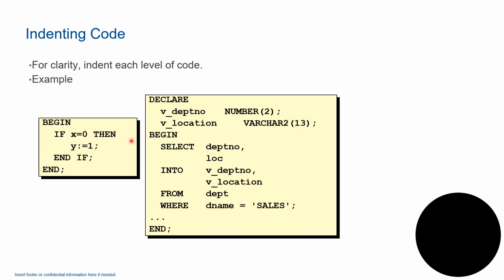Now indenting code. This is just for clarity, so that it can be understood better. We have to indent each level of the code. For example, you can see BEGIN and END; it is very clear that here is the BEGIN and here we have an END. If x equals 0, then y equals 1, and then we do END IF. It is very neat and clean. Here also DECLARE, BEGIN and END are in one column. Then we have all the declarations and statements inside. This is indenting code.